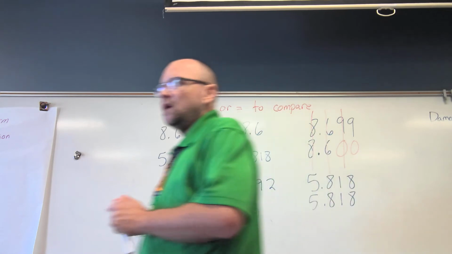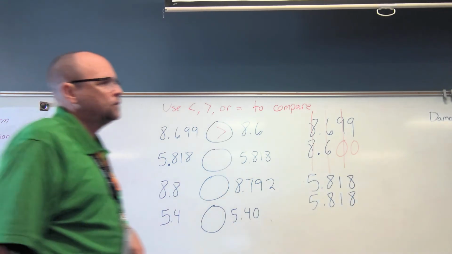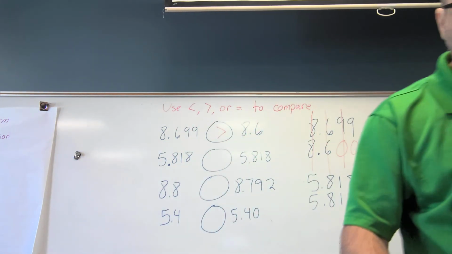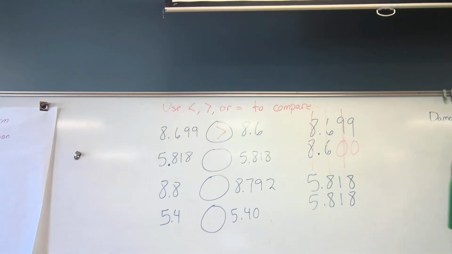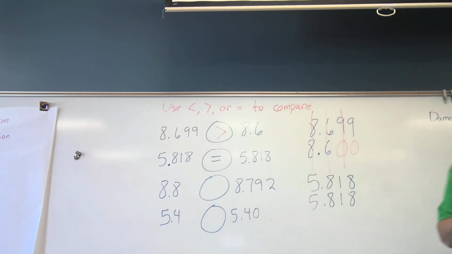All right, our next problem. I've lined up each place value. Ones over ones. Tenths over tenths. Hundredths over hundredths. Thousandths over thousandths. So, is there a difference anywhere? No. That means these are equal. 5 and 818 thousandths is equal to 5 and 818 thousandths.